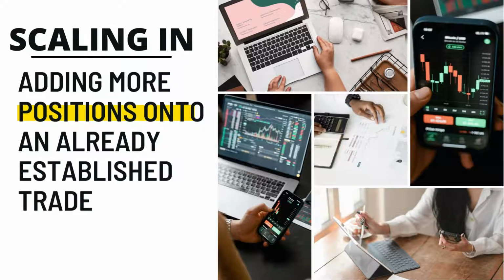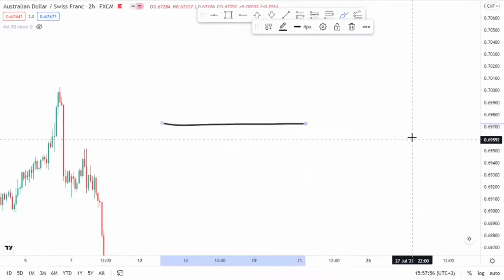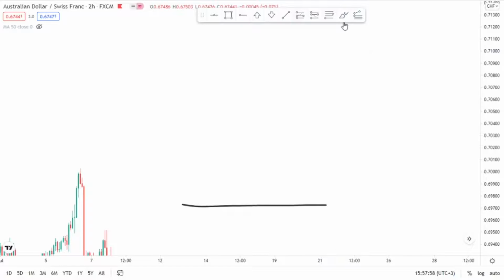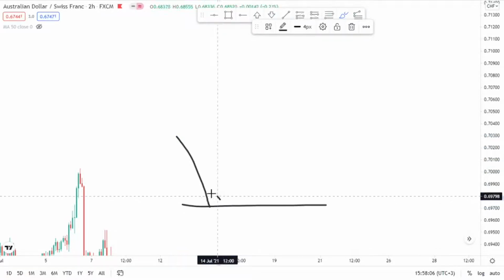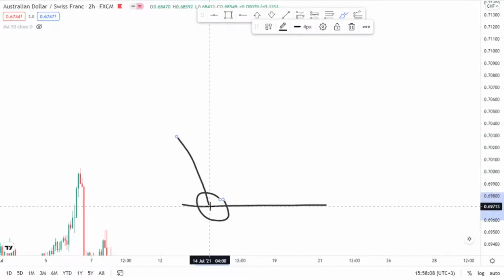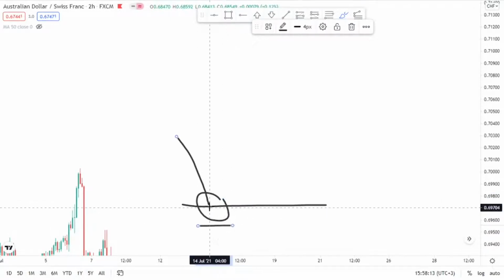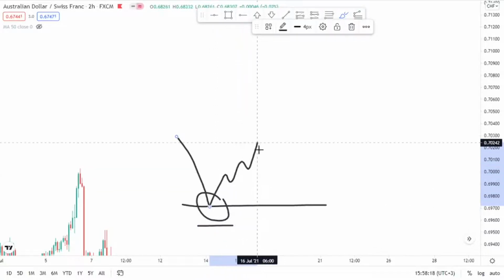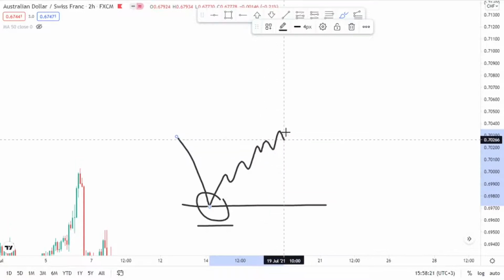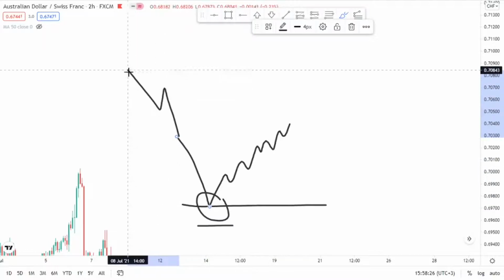Let's say, for example, this is some form of support. Then price comes to this area, and for whatever reason you find an entry opportunity here, taking price higher. Once you find an entry opportunity right here, let's say you put your stop loss right there. Then as price is going in your favor, you add more positions onto this particular move. So let's say maybe you could have targeted this area right here.